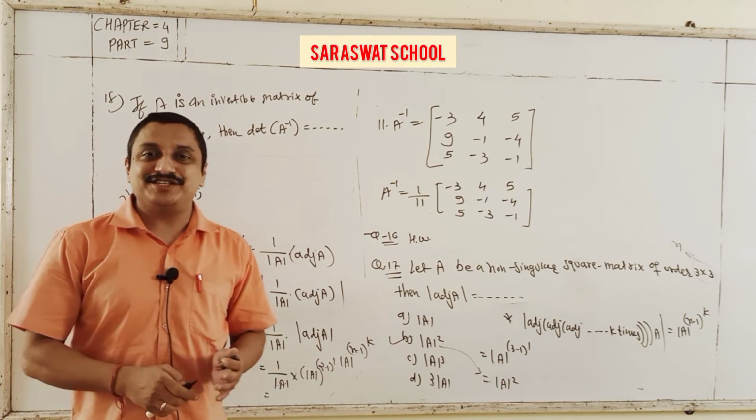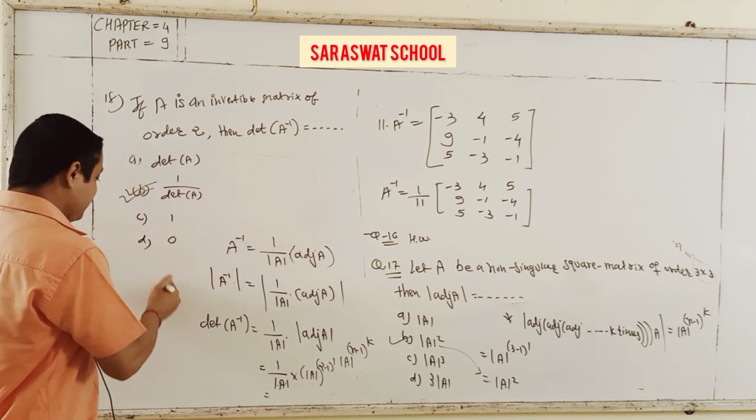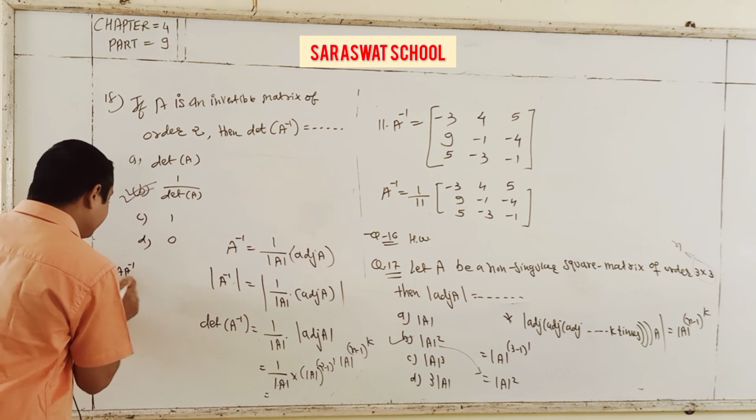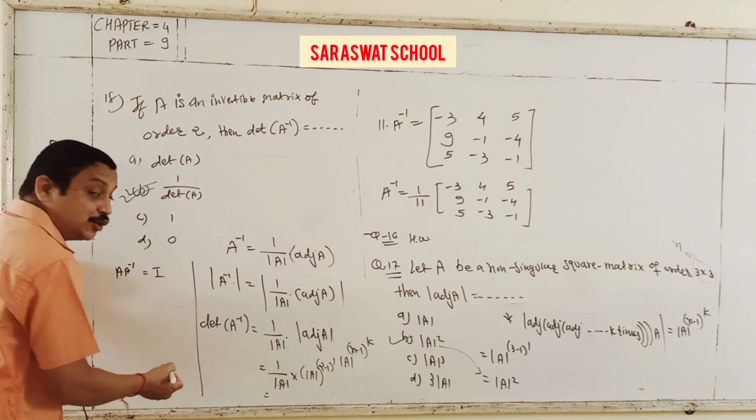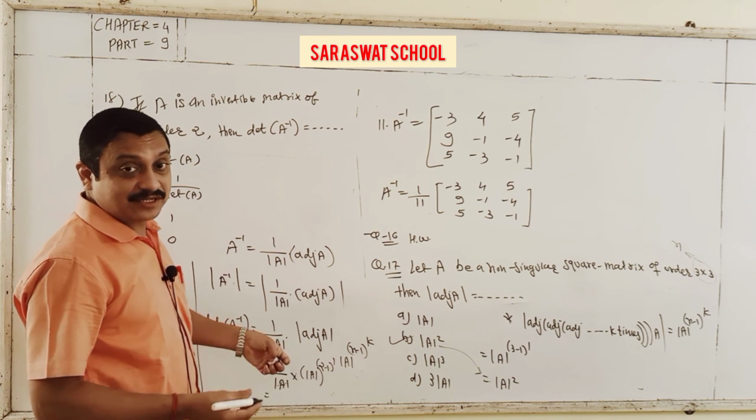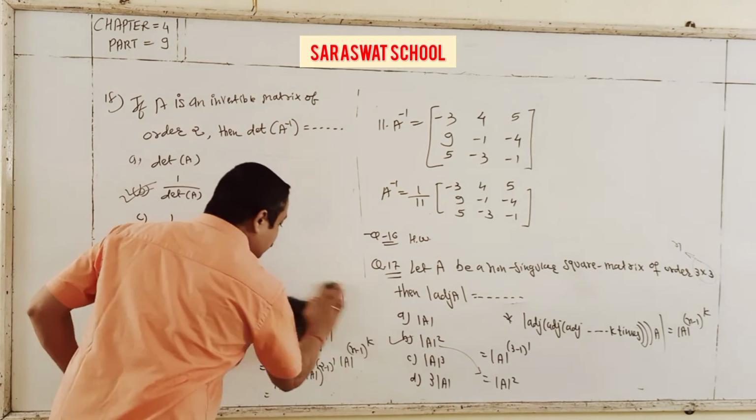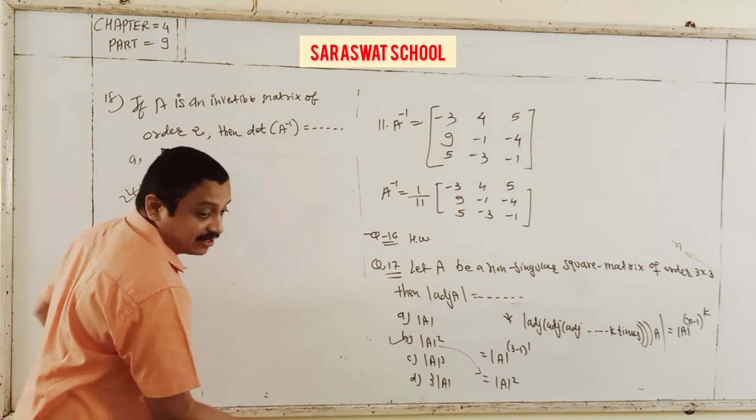Now students, otherwise this also you can calculate by a different method. You know that A into A inverse is equal to I. This property also you can apply in place of that. So if you do not calculate by this method and you go by this rule, then also students, you get the correct solution.